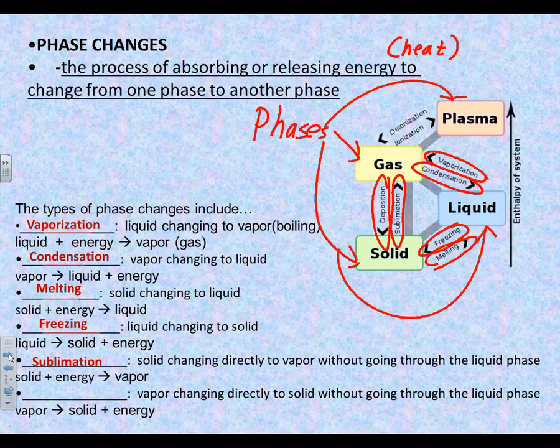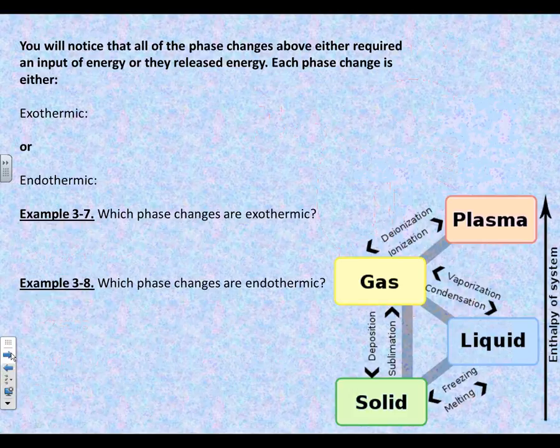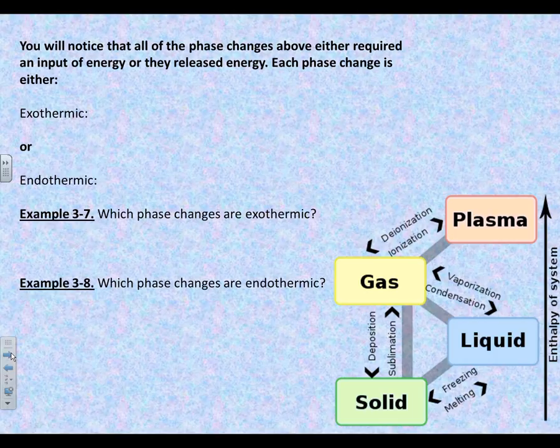We don't talk about plasma a whole heck of a lot. We talk about ionization and deionization later on in the year, but not in great detail. So we don't really worry about those. But if we're on down, you go right ahead. And then the last part. You'll notice that all the phase changes either require input or they release input. So we can classify each one of these phase changes as one of two ways. The first way we can do it is called exothermic.